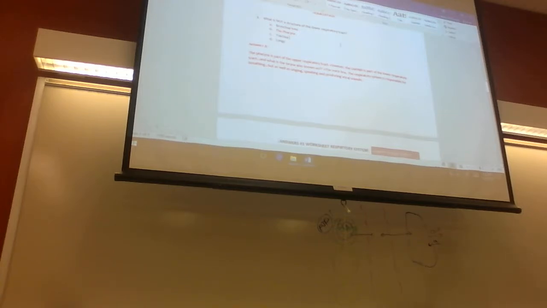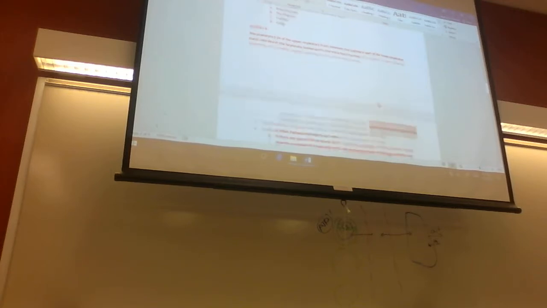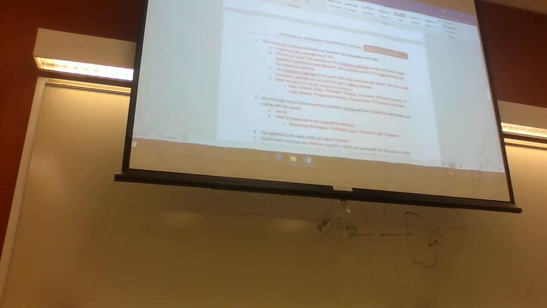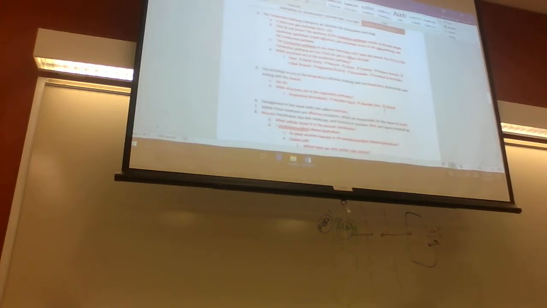So, what is not a structure of the lower respiratory tract? Looking at that picture, a structure that is not part of the lower is the pharynx. The pharynx is more of the upper respiratory tract. However, the larynx is part of the lower respiratory tract. So make that point clear. I think I tried to trick you by rhyming pharynx with larynx, I don't know. But the bronchial tree, trachea, and lungs are all in the lower.